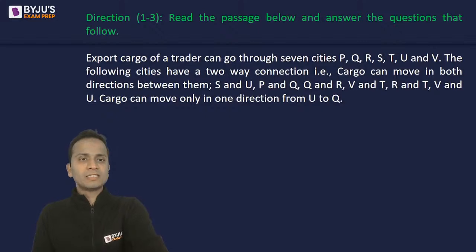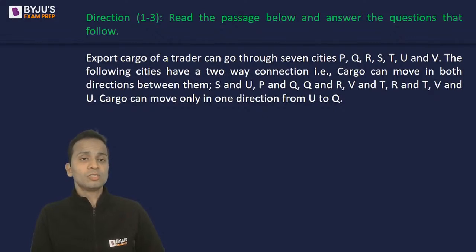Now let's read the directions. It says that export cargo of a trader can go through 7 cities: P, Q, R, S, T, U, and V. So these are 7 cities given. The following cities have a two-way connection, that is, cargo can move in both directions between them. So two-way connection is between S and U, P and Q, Q and R, V and T, R and T, V and U.